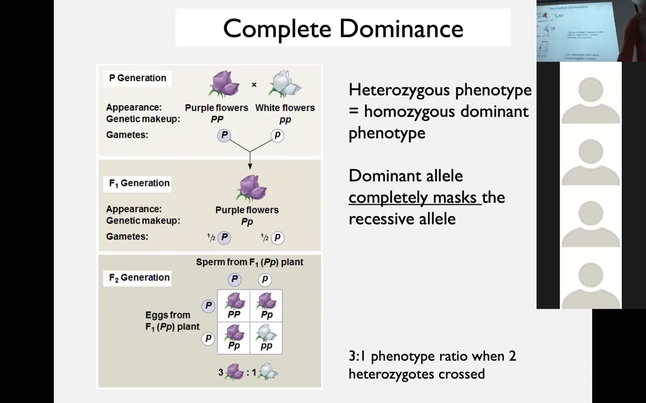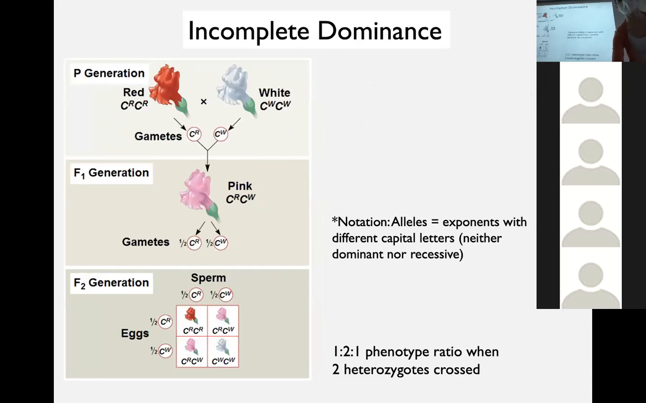Okay, incomplete dominance. So these other two systems, now we're going to use superscripts or exponents, however you want to think of them, that actually are different letters superscripted on a common letter. So it looks something like this. This goes for incomplete as well as codominance. It'll be the same way we notate the different alleles.